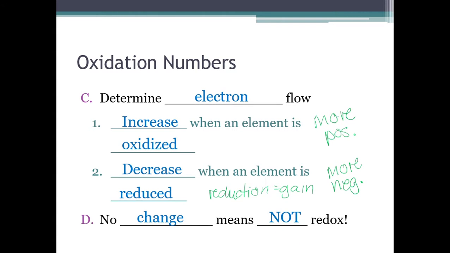If over the course of your reaction, your oxidation state doesn't change, that means it's not a redox reaction. Most reactions are redox. There's sort of one special case that you can count on to never be redox, and besides that, they generally are.